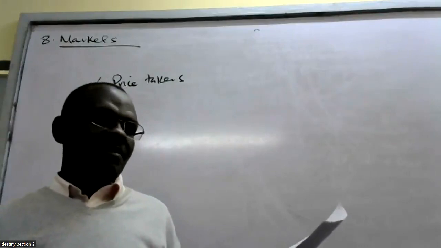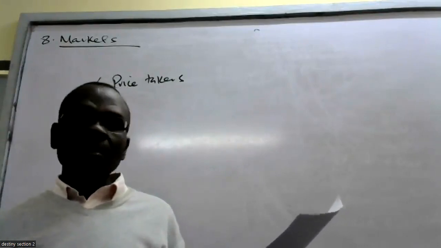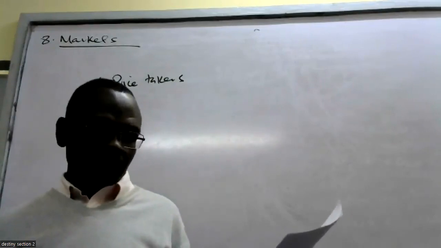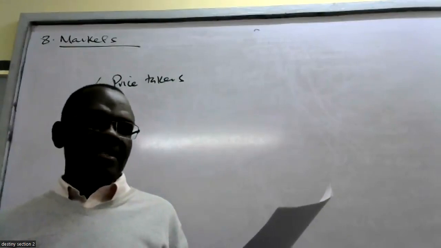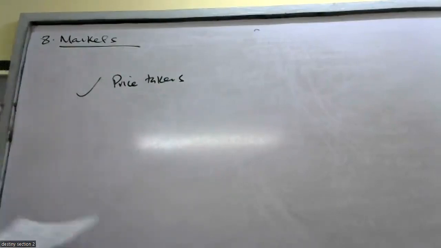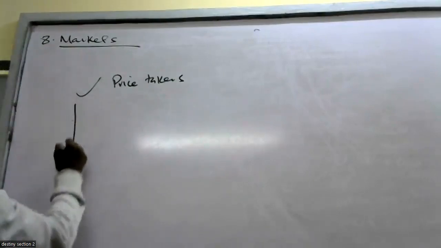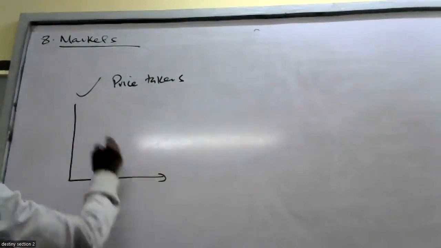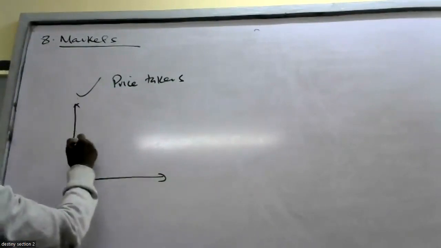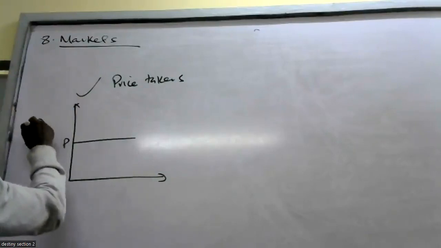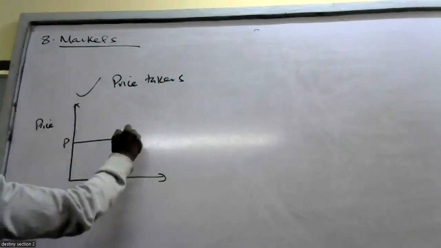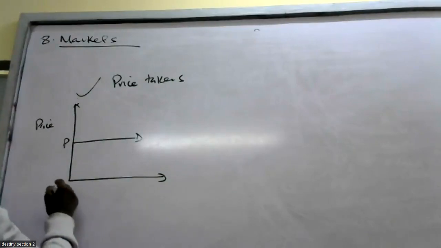So the above two assumptions imply that individual firms in perfect competition are price takers. The demand curve facing an individual firm is infinitely elastic. The demand curve facing an individual firm is infinitely elastic like that. Infinitely elastic. This is the demand curve facing an individual firm.